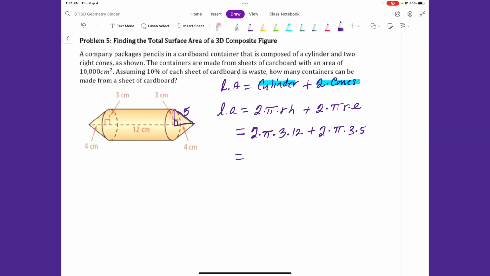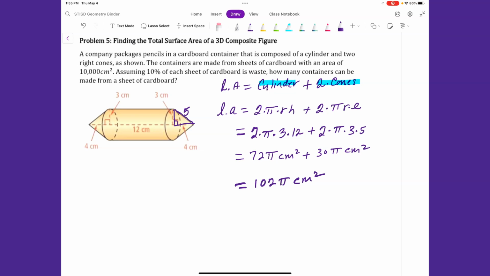So I'm going to go ahead and multiply. 3 times 12 is 36, times 2 is 72 pi centimeters squared, plus 3 times 5 is 15, times 2 is 30 pi centimeters squared. Let me check again: 3 times 12 is 36, times 2 is 72. And then 2 times 3 is 6, 6 times 5 is 30. So I'm going to add both. You get 102 pi centimeters squared.